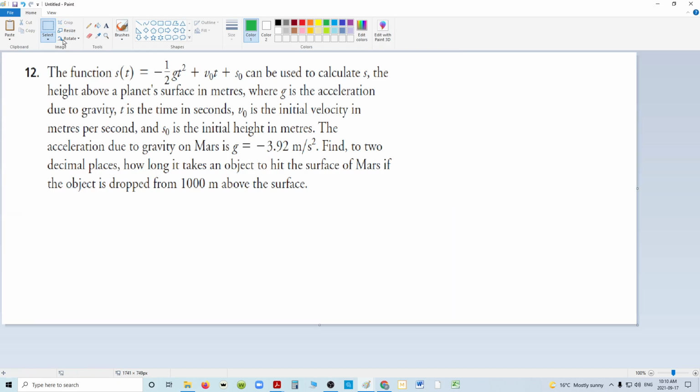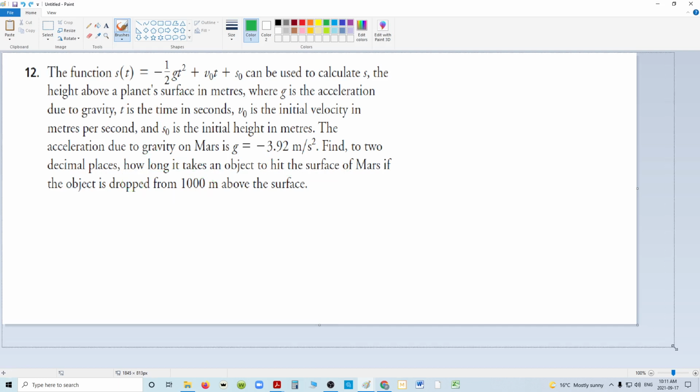So we're given gravity on the height of a planet is given by this, where g is the acceleration due to gravity. On Earth, it's 10 meters per second squared. Time is in seconds, so as time passes, it goes to a certain height. There's an initial height. V0 is the initial velocity, so if someone throws it. And S0 is the initial height. They're giving us Mars, with a g of this. They're saying find, to 2 decimal places, how long it takes, so they want time, to hit the surface of Mars if the object is dropped from 1,000 meters above the surface.